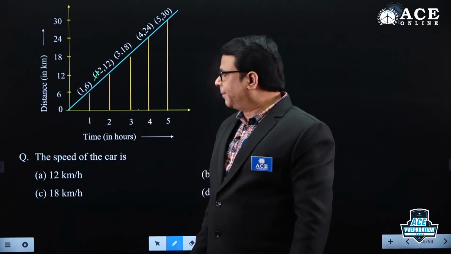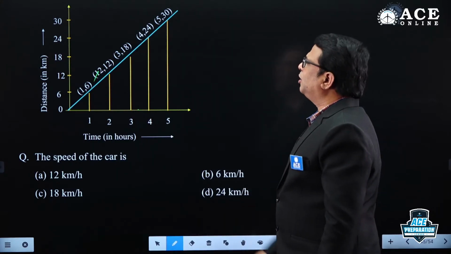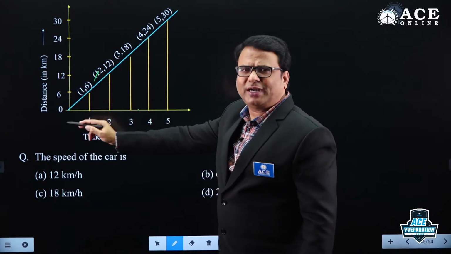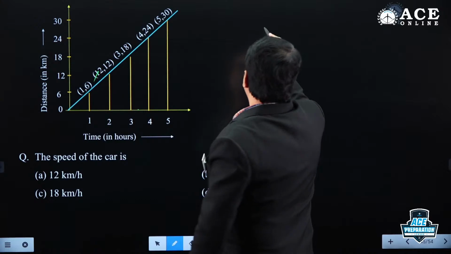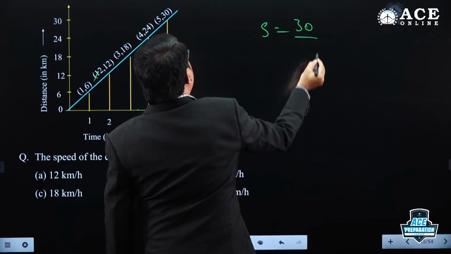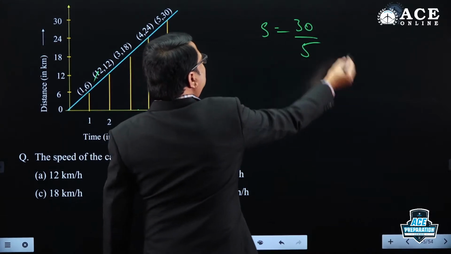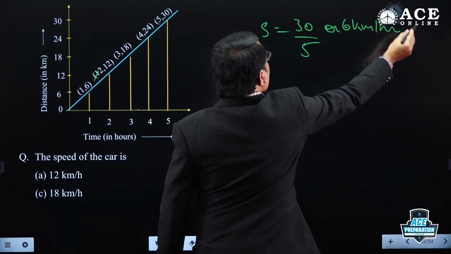Okay. Then what is the speed of the car? You can take any set of coordinates and find out the speed of the car. So I take the last set. Speed equals distance by time. So 30 kilometers distance is covered in 5 hours. So what is the speed? Speed is 6 kilometers per hour.